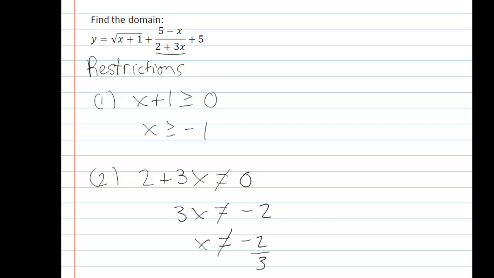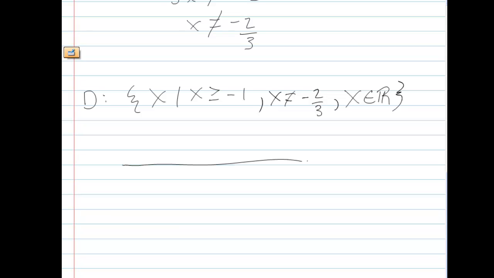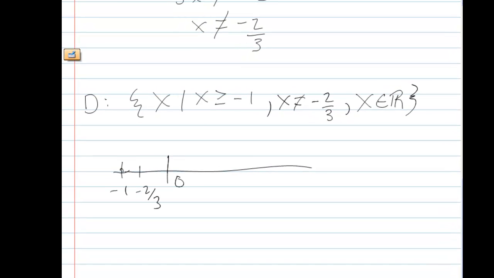So if we put the pieces together, this is what we get. So the domain is that x is such that x is greater than or equal to negative 1, and x cannot equal negative 2 over 3, and x exists for all real numbers. So if we draw our number line here, it's going to start at negative 1. It's not going to touch negative 2 over 3, and then it will go all the way to infinity.